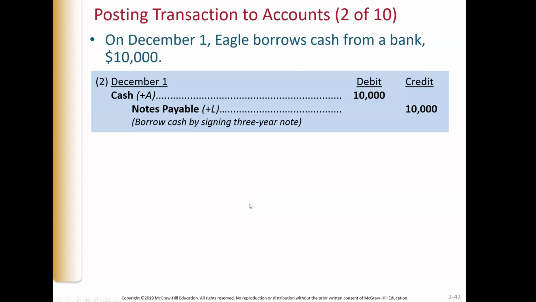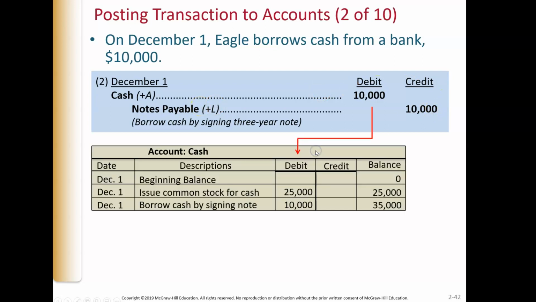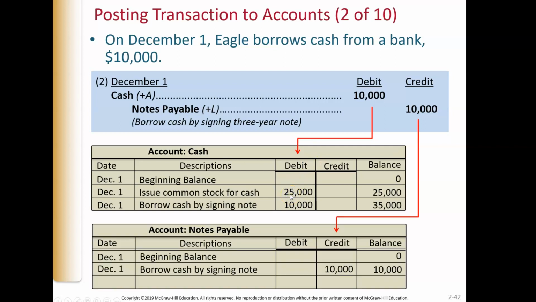Okay, one more. So cash. This is where the company borrowed cash from the bank. They got cash. We increased cash by $10,000 by debiting it. We increased notes payable by $10,000 by crediting it, because cash is an asset and it increased. Notes payable is a liability and it increased. Posting it. Post it to cash. Post it to notes payable.